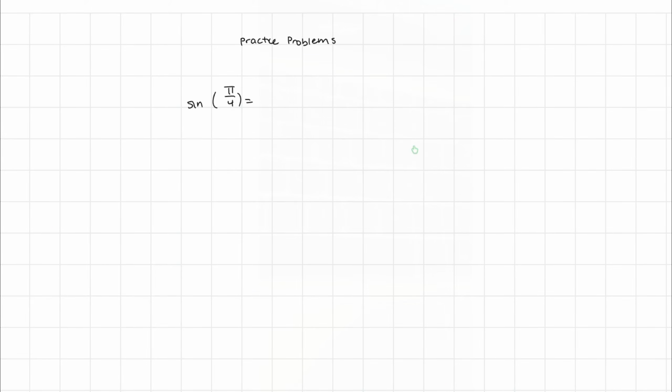What if you had sine of pi over 4? We know the coordinate at this reference angle is radical 2 over 2, comma radical 2 over 2. The sine value will be the y value, which is radical 2 over 2.